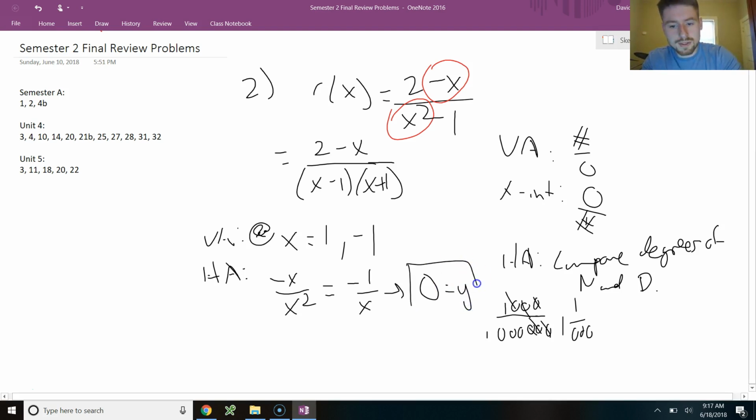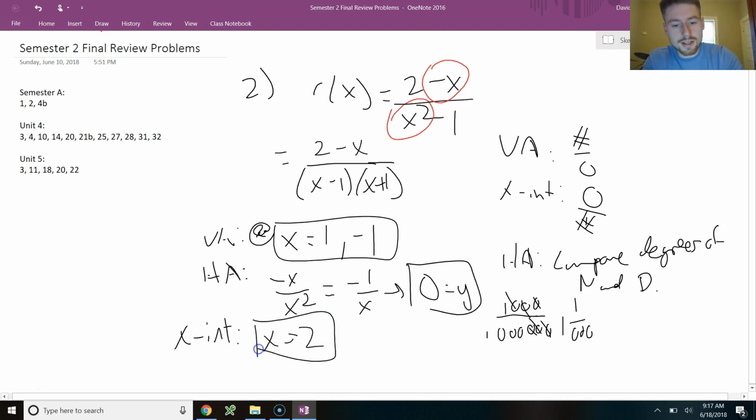Okay, so we've got that horizontal asymptote and those two vertical asymptotes. Let's do our x and y intercepts. X-ints, we just have at x equals 2, so that's an easy one. That's the numerator equal to 0. And then, let's see if I can scroll down. Okay, running out of space.